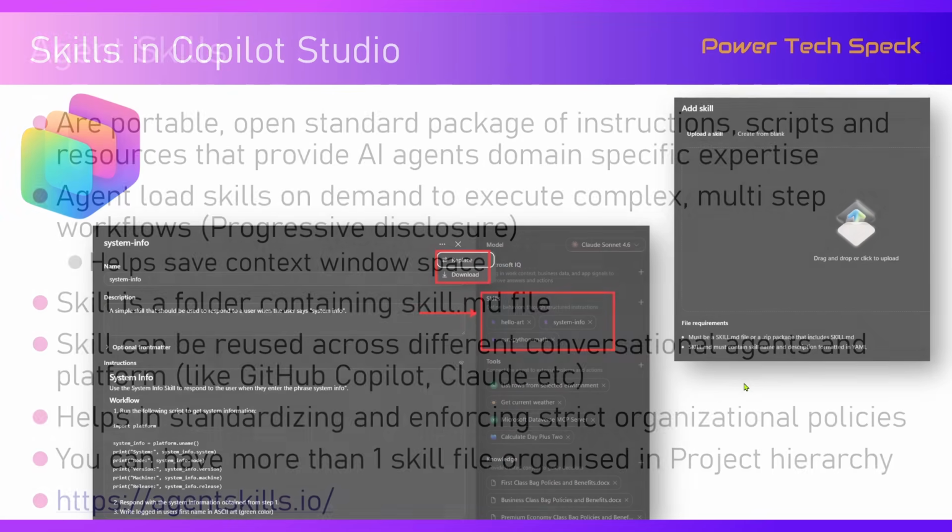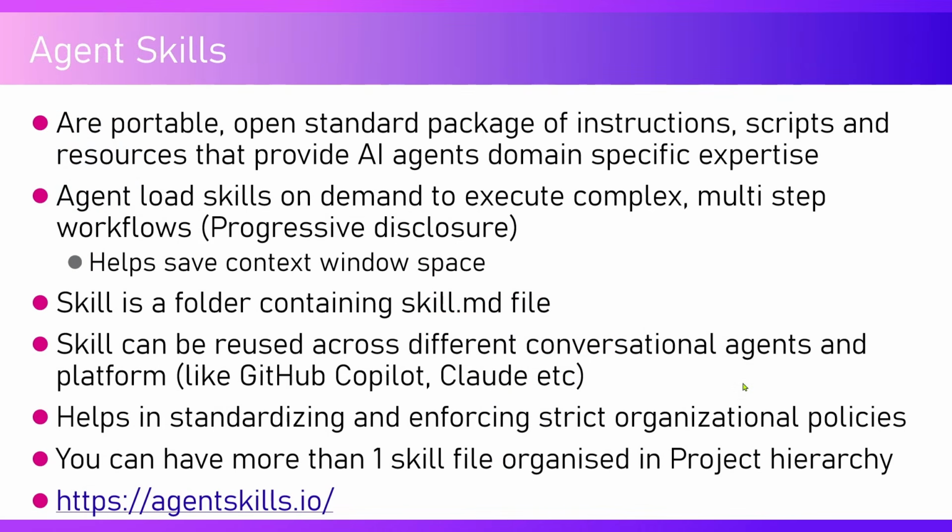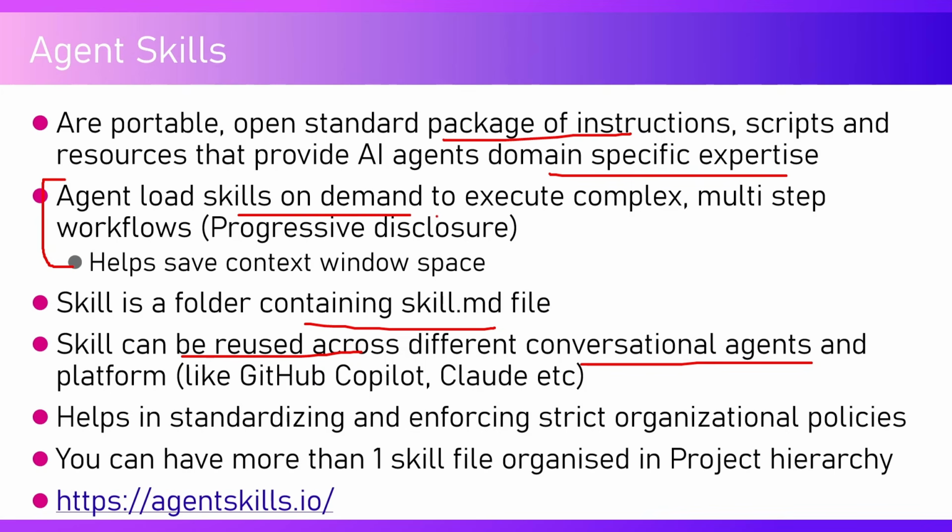Just to start with, what is a skill? Agent skills are portable, open standard packages of instructions, scripts, and resources that provide AI agents domain specific expertise. You can call a skill a folder containing a skill.md file, which is a markdown file. Skills can be reused across different conversational agents or different platforms like GitHub, Copilot, Claude, etc. The agent loads the skill on demand. This is important to note, because the agent will load the skill on demand to execute complex multi-step workflows.